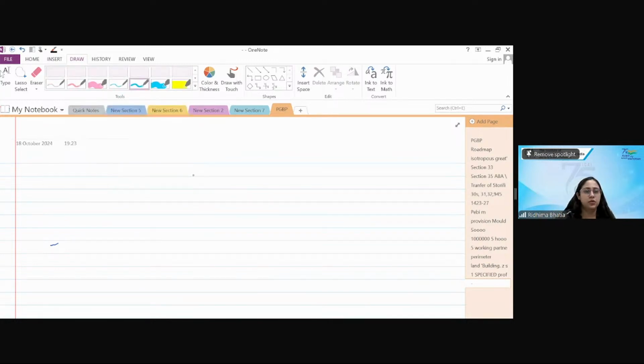Let's start with 44AD. See, there are a lot of presumptive taxation schemes. I hope you can see the screen. Yeah. There are a lot of presumptive taxation schemes.